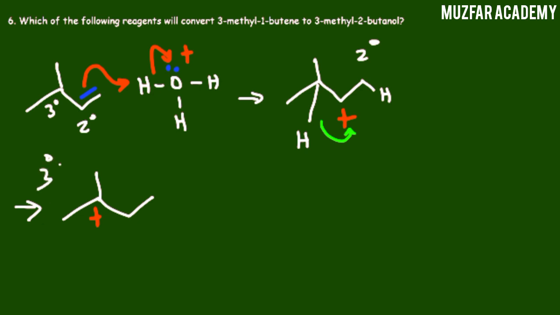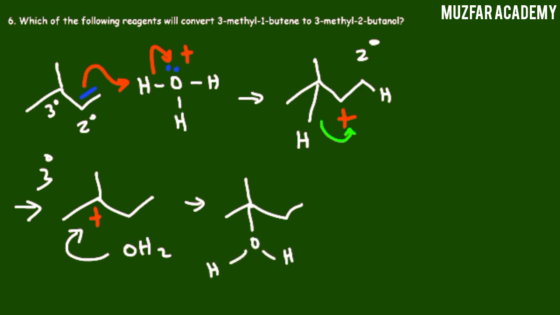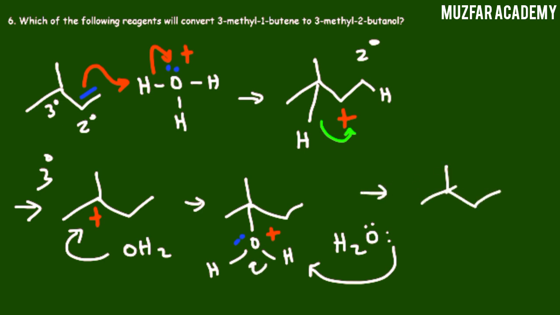So now we're going to have a tertiary carbocation, and then water is going to react with it. Now, we don't need to worry about the stereochemistry here because this carbon is not chiral. And then we're going to use another water molecule to remove this hydrogen. So the end result is that we're going to get a tertiary alcohol, 2-methyl-2-butanol.